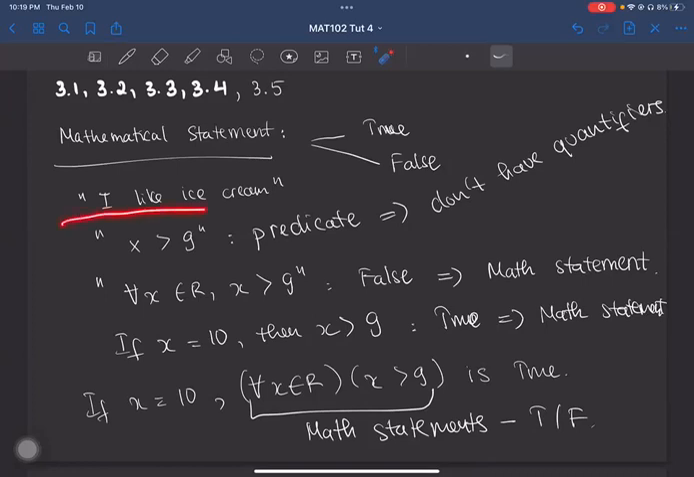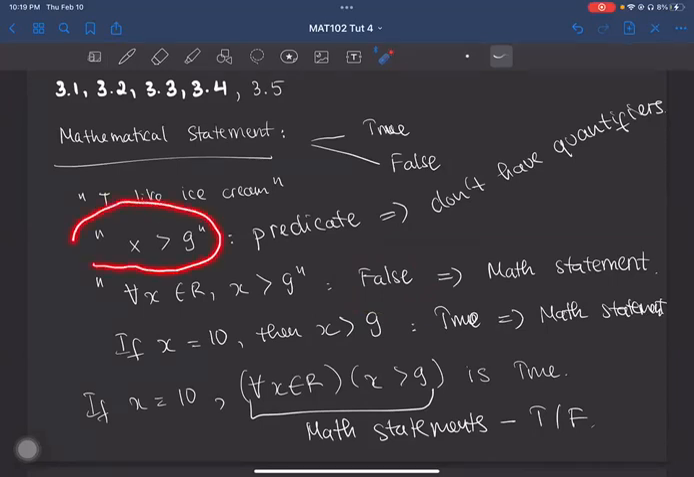For example, "I like ice cream." That is not a math statement because we don't know who "I" is and we cannot tell whether it is true or false. Also, "x is greater than 9." We don't know what x is, so we cannot conclude whether it is greater than 9 or not. However, if you say "for every real number x, x is greater than 9," that is false, right? Because there exists a real number that is smaller than or equal to 9. So when you can categorize it as false, then it is a math statement.